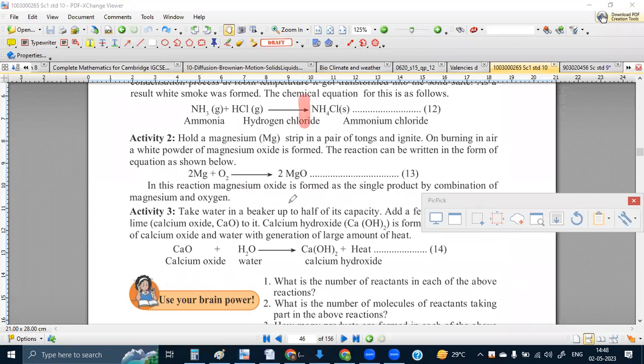There is no number over here. It means this is going to be one product molecule. Here the number is 2. It means the number of product molecules is 2. Two molecules are formed, but only one product is formed, that is MgO. Here also there is no number. So the number of product molecules that is formed is only 1. If you have this reaction, yes, heat is given out. This reaction is an exothermic reaction. We'll move on to the next part.